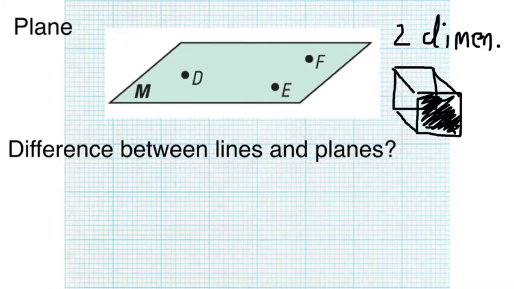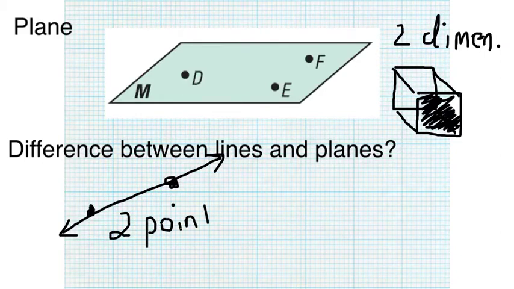The big difference between lines and planes: with a line, we can create a line through any 2 points. That's all you need, just 2 points. Think about when you were a kid and you did connect the dots. You need 2 points to connect the dots. As far as a plane goes, we need an additional one. To create a plane, we need at least 3.